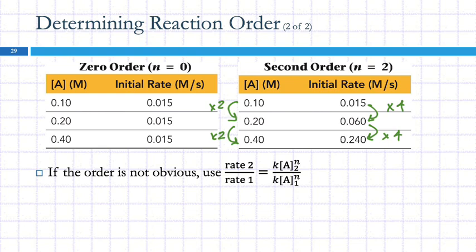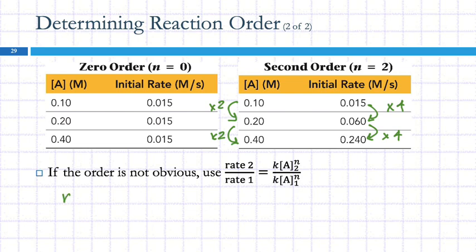That make sense? So sometimes we can look at the data and do the kind of kindergarten method and just look at it and figure it out. Sometimes it's not as obvious, and sometimes you get some weird reaction orders that are like 3/2, which is super hard to figure out this way. So then we have this equation here. And let me show you how that works.